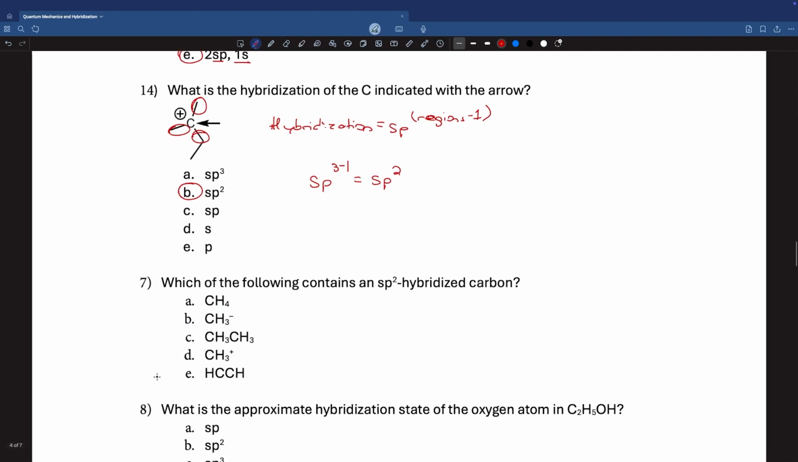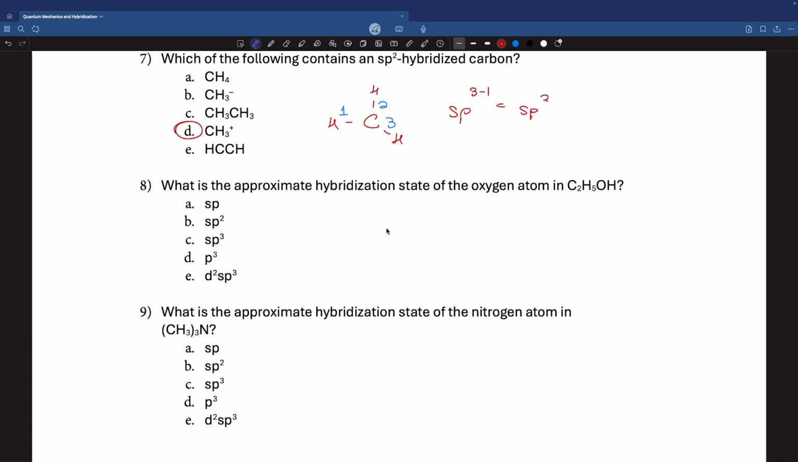Which of the following contains an sp2 hybridized carbon? It's kind of funny, this answer choice is right after the one we just did. It's CH3. CH3 is the only answer choice that has only 3 regions. And so if we count these, 1, 2, 3, it ends up being sp to the power of 3 regions minus 1, which is sp2 hybridized.